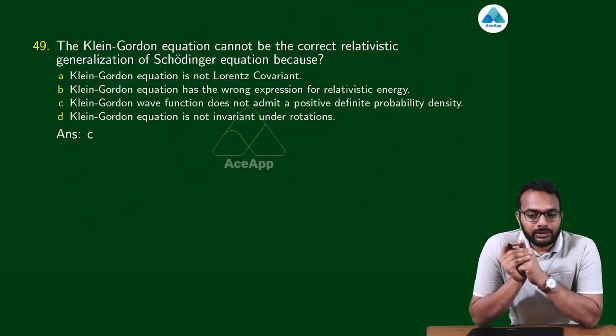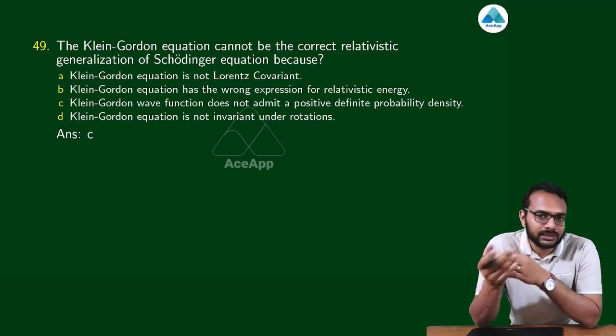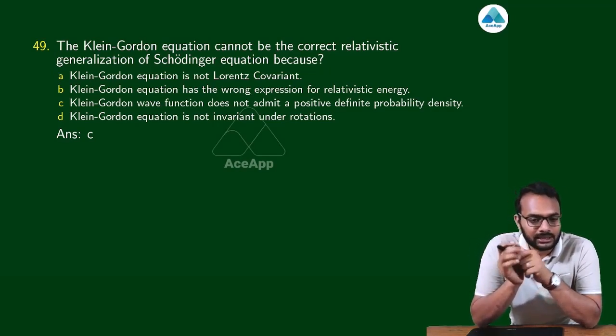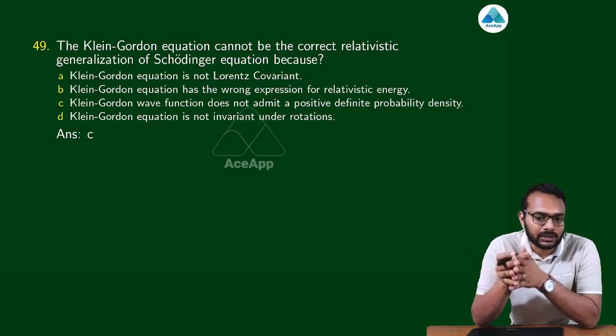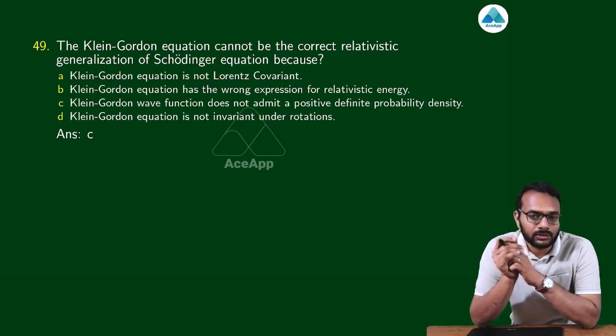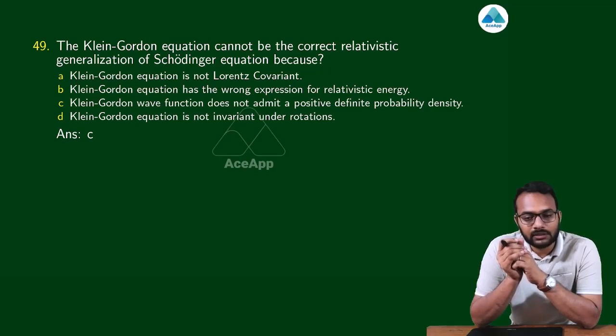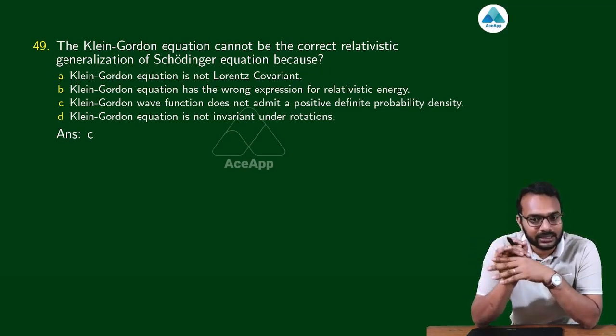The Klein-Gordon equation cannot be the correct relativistic generalization of the Schrödinger equation because why? Probability interpretation is not possible, right? That should be the correct answer. Let's check the options. The Klein-Gordon equation is not Lorentz covariant: this is not true. The Klein-Gordon equation was built to be Lorentz covariant, so that its form does not change under Lorentz transformation. That was the basic demand. The Klein-Gordon equation has the wrong expression for relativistic energy: that's also not correct. We started with the correct expression for relativistic energy, E squared is equal to p squared c squared plus m squared c to the power 4.